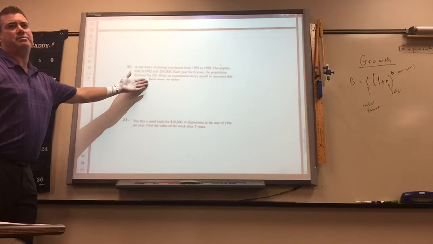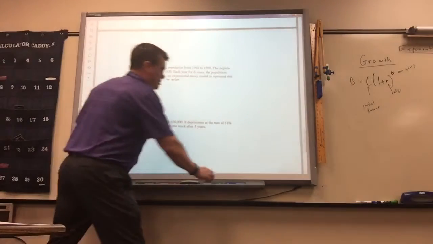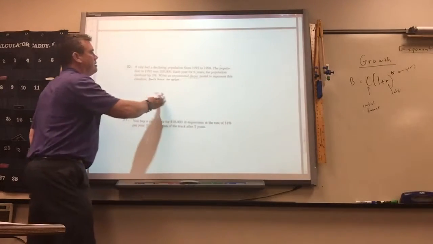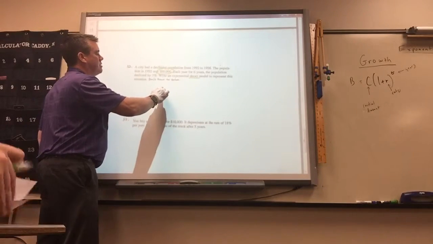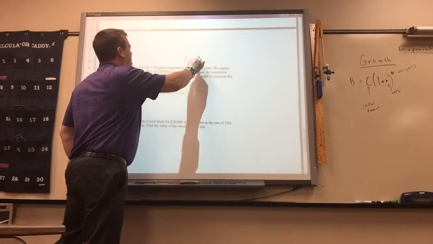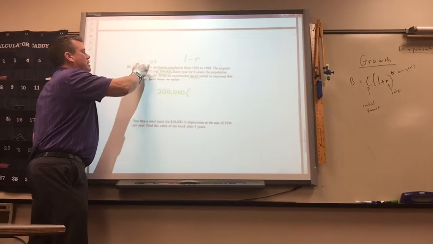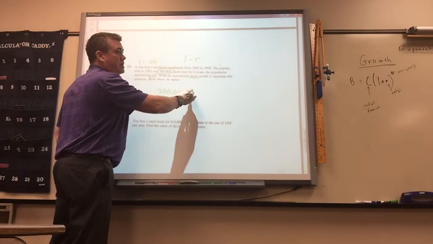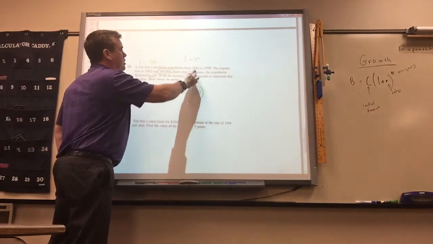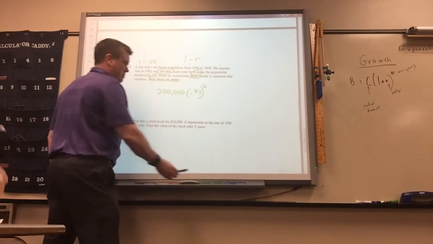So, this is the same type. You don't have to solve, you just gotta write it. Let's just do it quick. It's a decay. So here's the initial. Now, since it's a decay, you gotta go 1 minus the rate. The rate is 3%, which is 0.03. So 1 minus 0.03 is 0.97 raised to the 6th. And it says you don't have to solve.